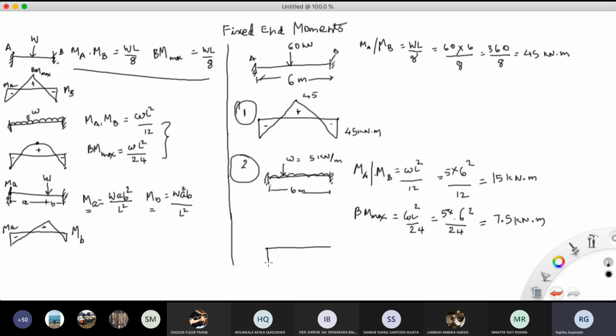The final thing is to just draw. If this is 15, then this has to be somewhere 7.5 and this will be 15. So I'm just drawing. This is 7.5 kilonewton meter, this is positive and this is negative, which is 15. That is what it is, as simple as it can get.